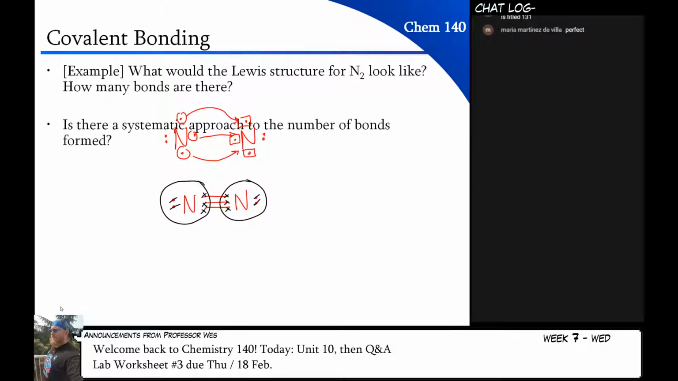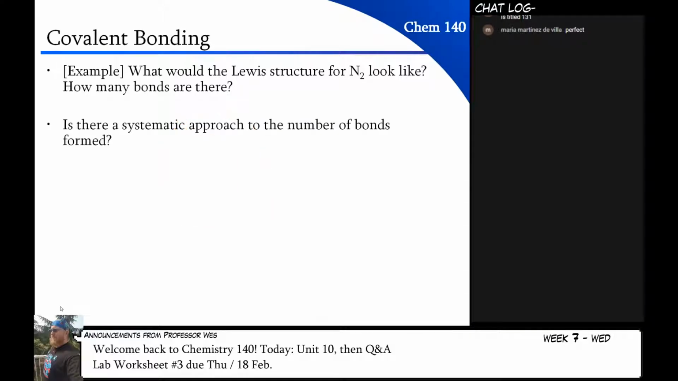Now, is there a systematic way to figure out the number of bonds that each atom forms? And the answer is kind of.